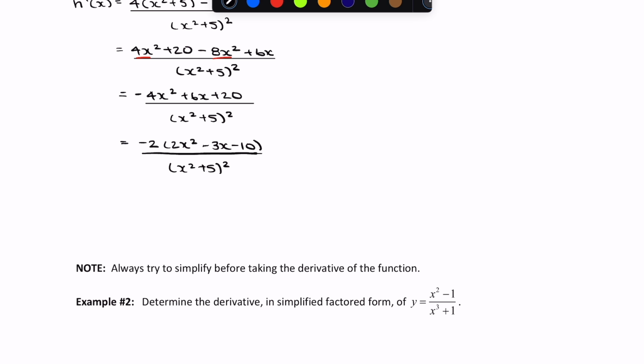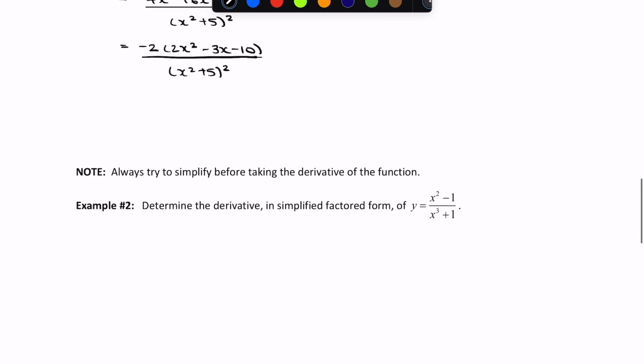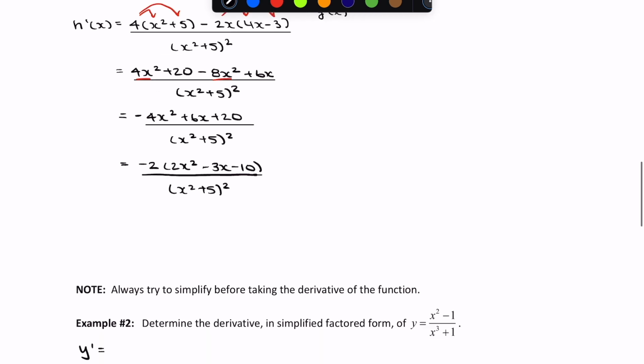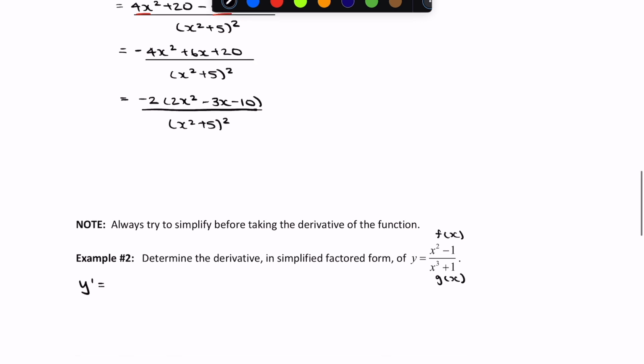So here, if we look at this question, it says determine the derivative in simplified factored form of y is equal to x squared minus 1 over x cubed plus 1. So first thing we'll do, we'll try to simplify here. Again, y prime is equal to, so let's label the first one as f of x. We'll label the other one as g of x.